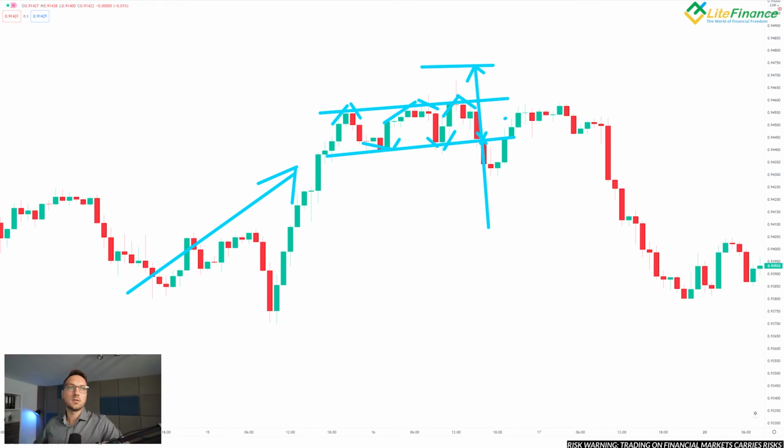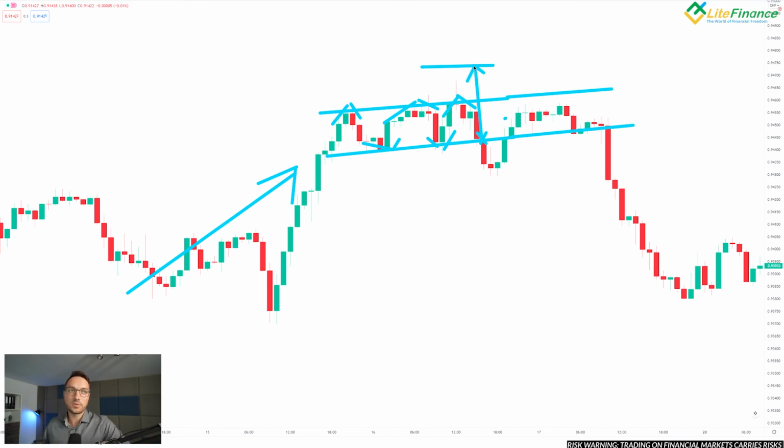You can see what happened with the price before going to the downside. The price went down, retested the level, and even broke through this channel, and went inside this channel again, before going in another direction.